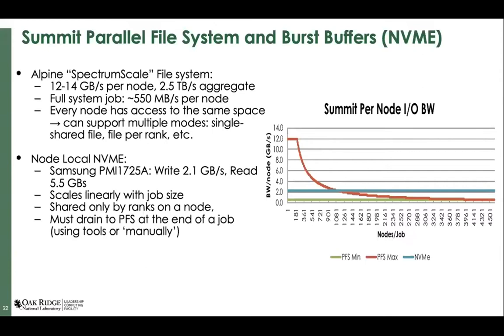The local node NVMe has linear scaling with job size, and it is only shared by ranks on a node. It's useful when you're running a single job, but you have to save this to the PFS at the end of your job.